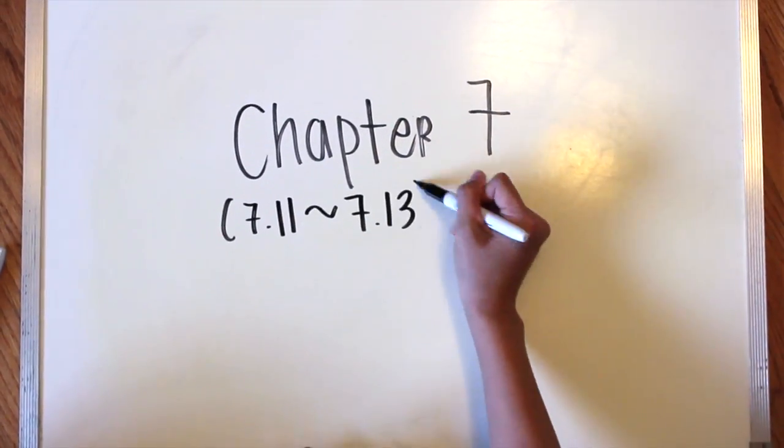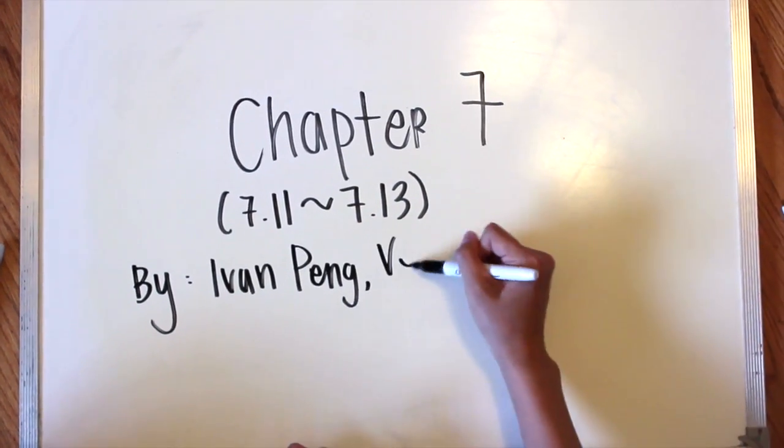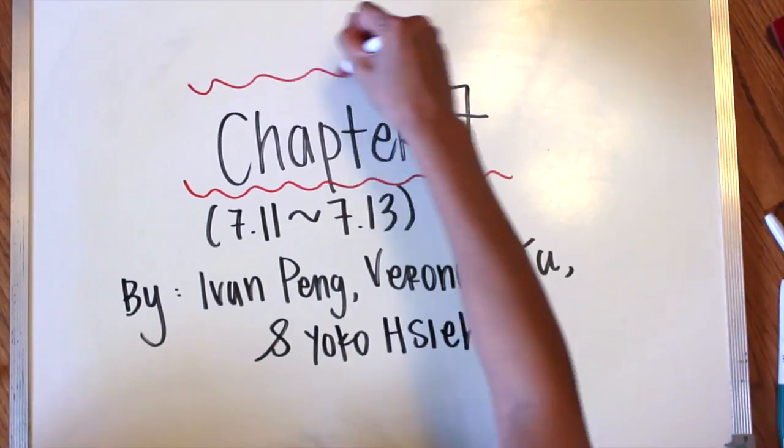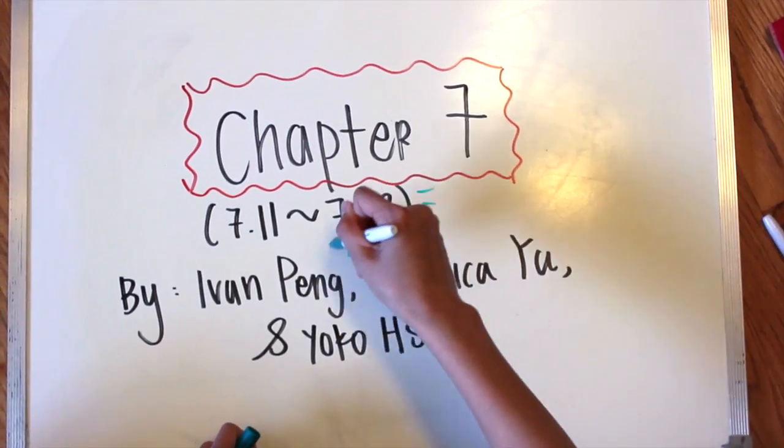To the last section of Chapter 7, sections 7.11 to 7.13. You'll learn about the periodic table, electron configuration rules, and some properties of alkali metals.